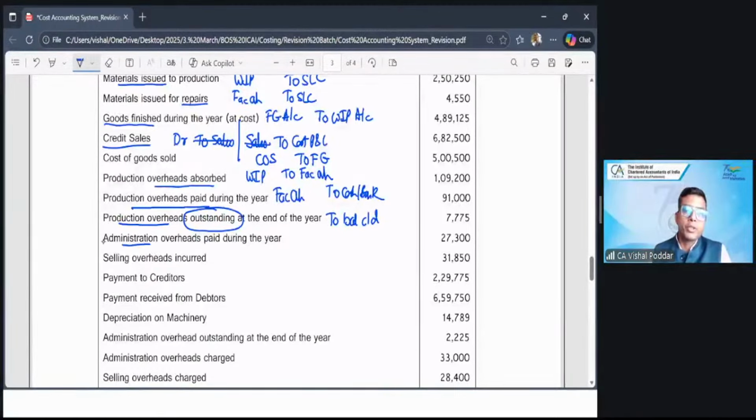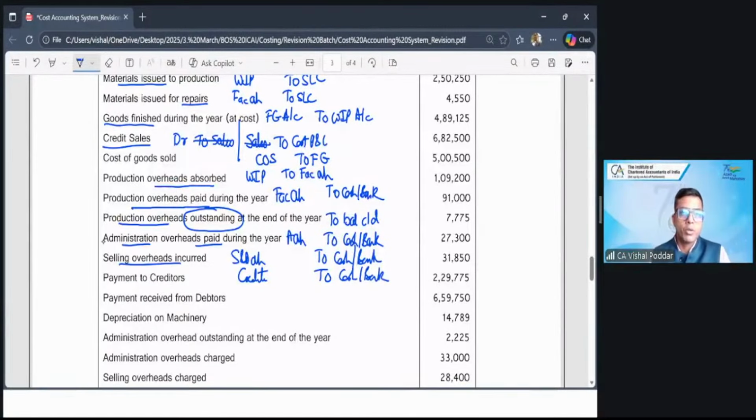Next, administration paid. So administration debit to cash bank. Similarly, selling overheads incurred. Selling and distribution overheads debit to cash bank. Payment to creditors. So creditors are getting money, so creditors debit to cash bank. Vice versa, you are receiving payment from debtors. So cash bank to debtors.